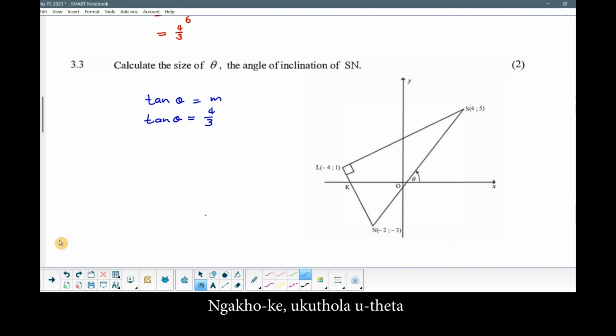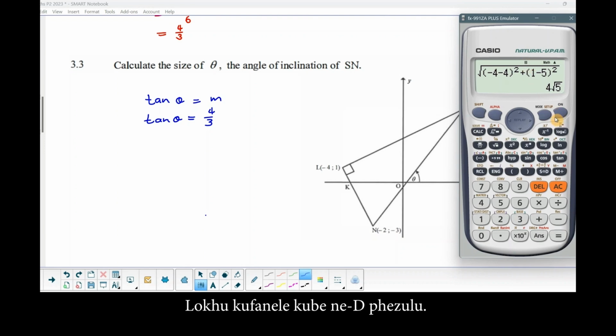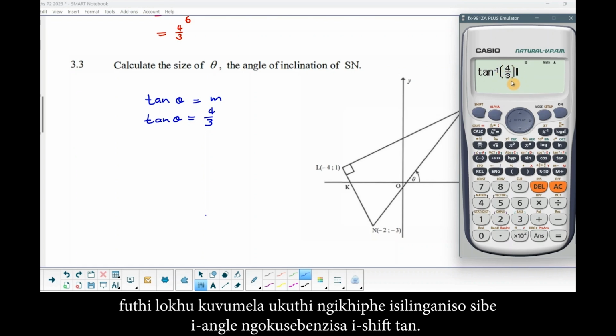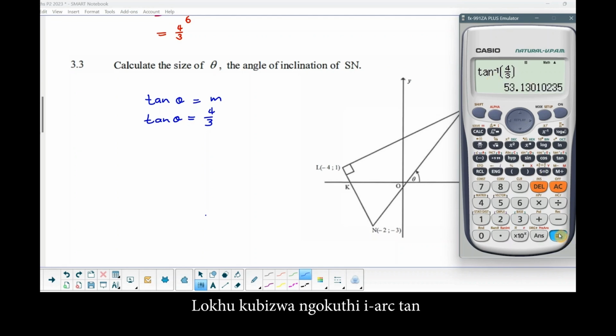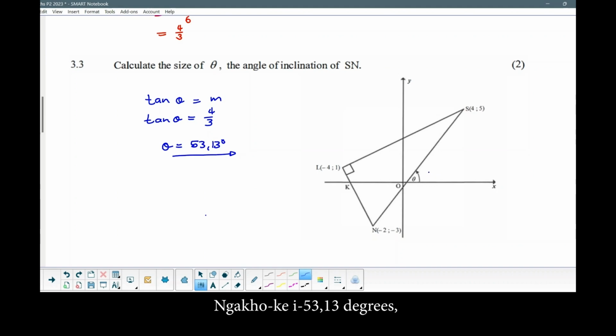To find theta, go into your calculator. Please make sure that you are in degree mode, so it should say a D at the top. I'm going to just clear my screen. Shift tan of 4 over 3, close my brackets, and that allows me to convert the ratio to an angle by using shift tan. This is called arctan, and that's 53,13. Remember, we are still rounding off to 2 decimal places as they haven't told us otherwise. So that's 53,13 degrees.